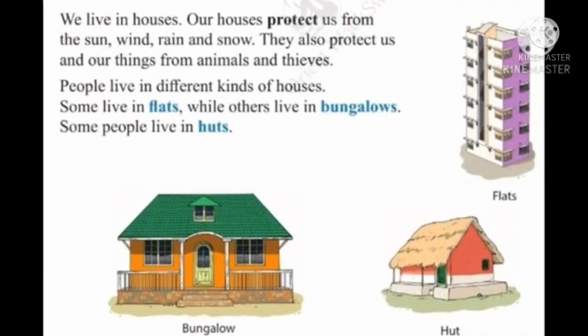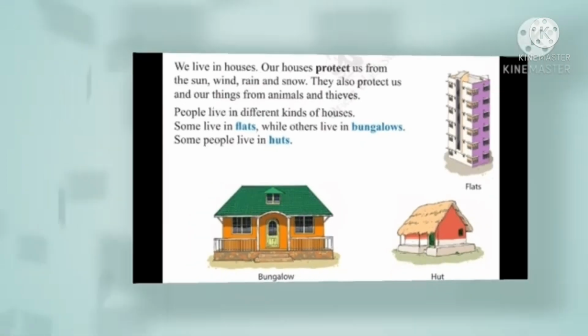We live in houses. Our houses protect us from the sun, wind, rain and snow. They also protect us and our things from animals and thieves. People live in different kinds of houses. Some live in flats while others live in bungalows. Some people live in huts.